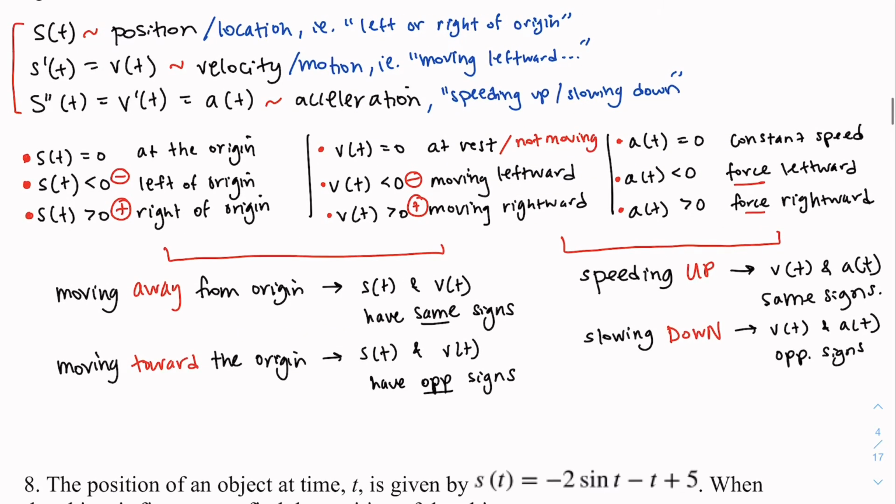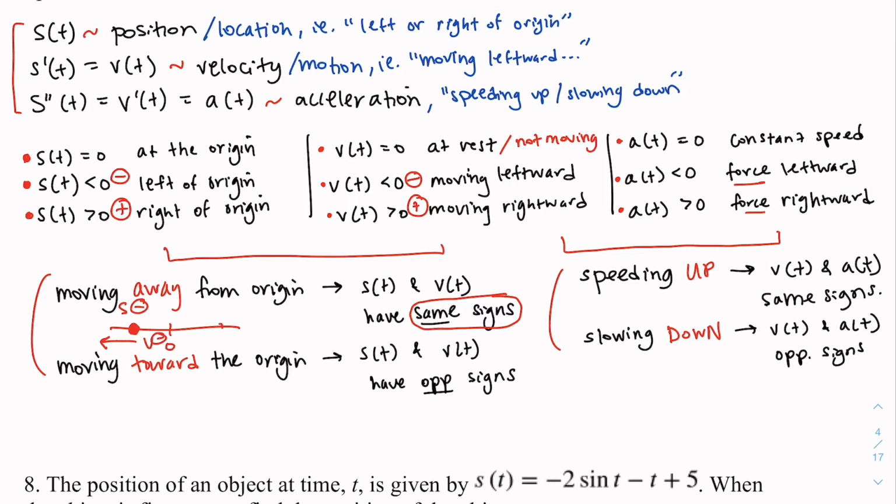Okay, now some more complicated stuff. We're nearing the end of our explanations here, and then we'll do the problem. If the question says, when are you moving away from the origin, you need to look at two things. If you're on the left of the origin, that means that S is negative. But if you're moving away, then you also need to be moving in the negative direction. So you need to have the same sign. If you're already to the left, you need to be moving to the left.